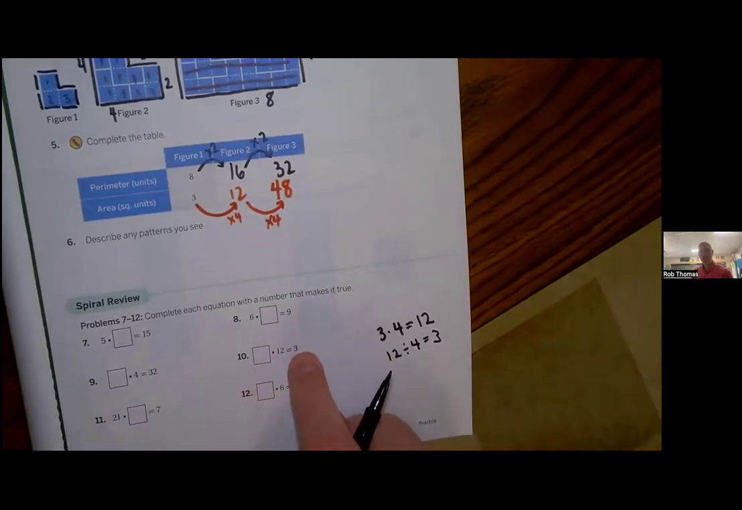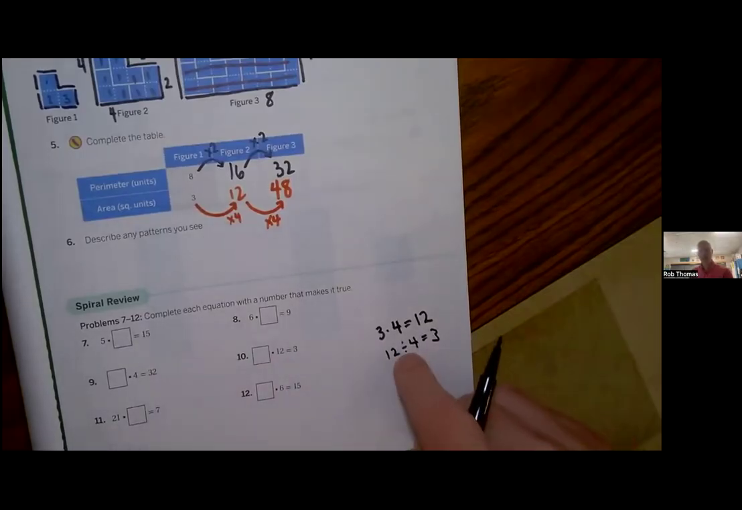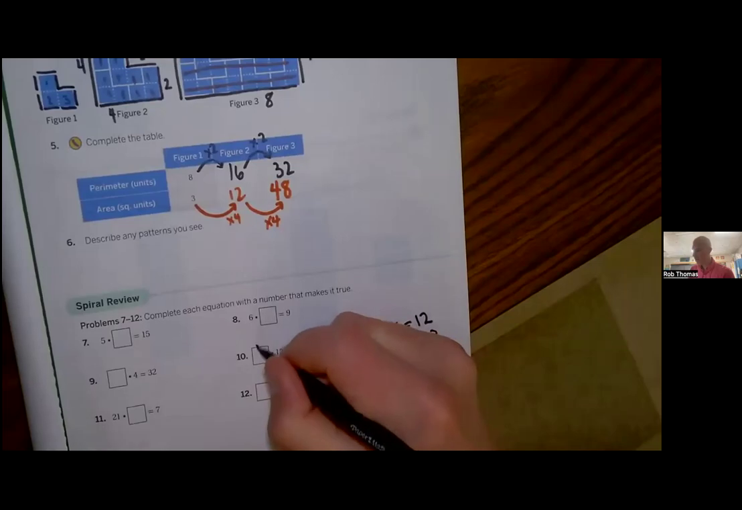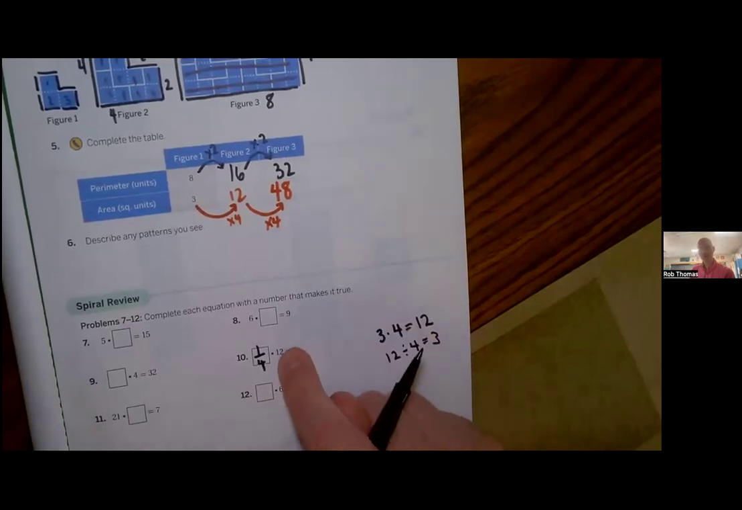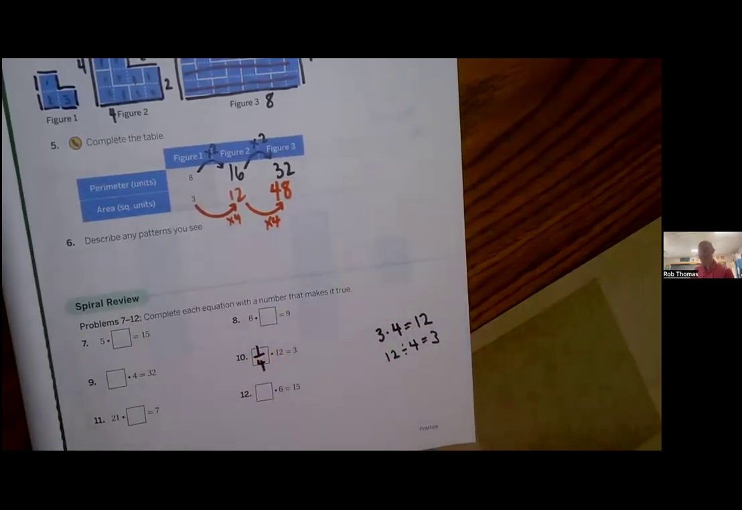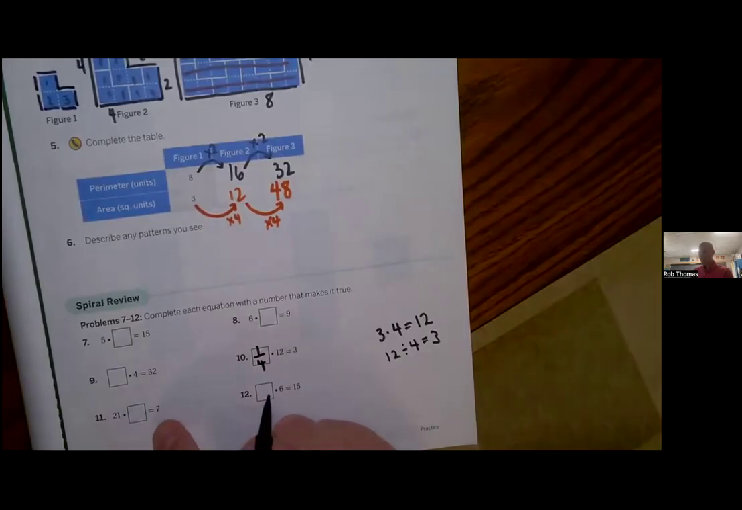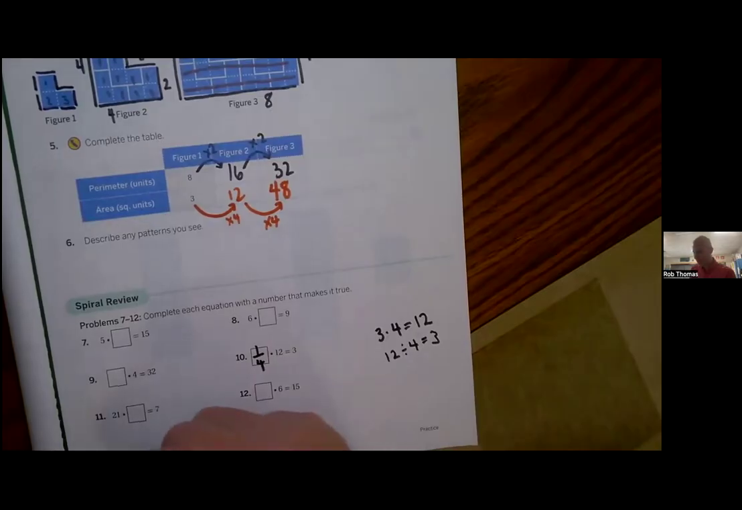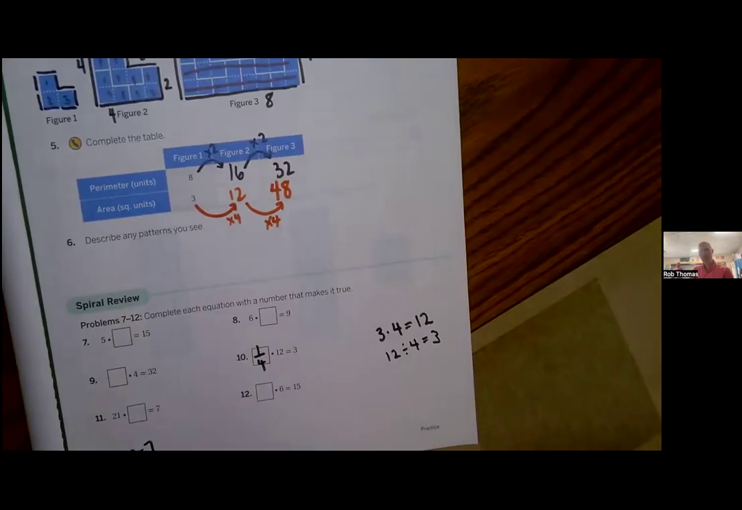But I got to do it with times. Something times 12 equals 3. I got to think of a fraction that does the same thing as dividing by 4. That's going to be 1/4. 1/4 times 12, or 1/4 of 12 equals 3. So same thing here. 21 times something equals 7. Well, I know if I did 21 divided by 3, that would equal 7. So let me just turn that dividing by 3 into a fraction. Instead of dividing by 3, I want to times by 1/3.